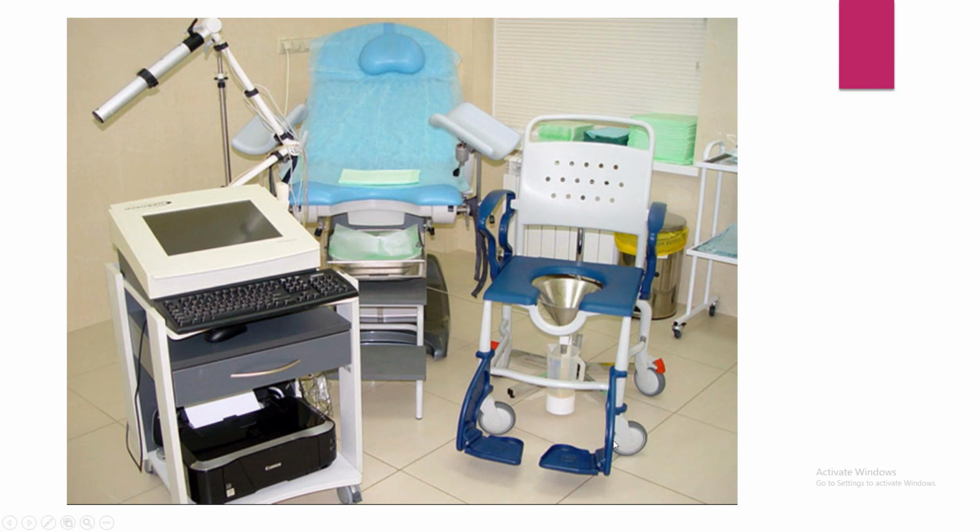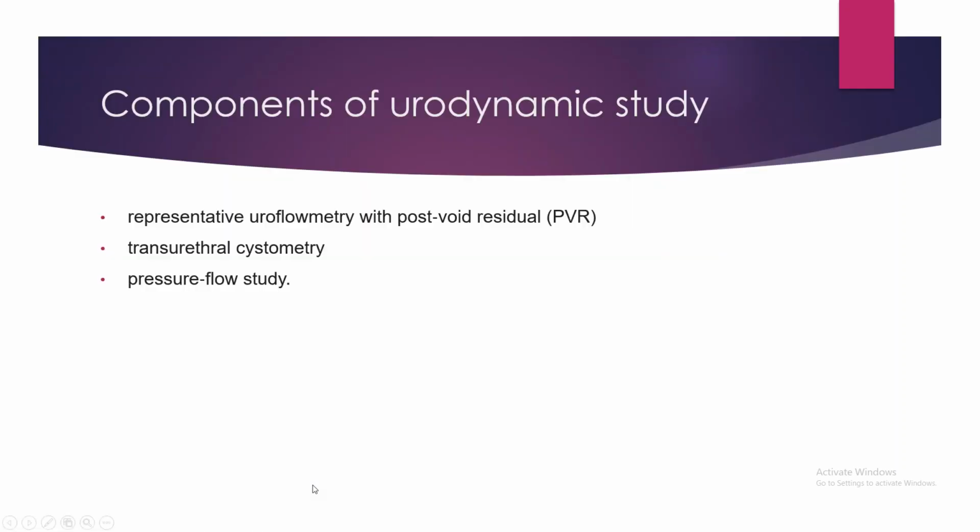I will tell you in detail exactly what you are going to do, but this is the setup for this urodynamics. So what are the components of this urodynamic study? The first part is representative uroflowmetry with post-voidal residue. So first the patient is asked to void on that machine, that is uroflowmetry. A rotating flow meter will be there, the patient is asked to void on that, and after that PVR will be measured.